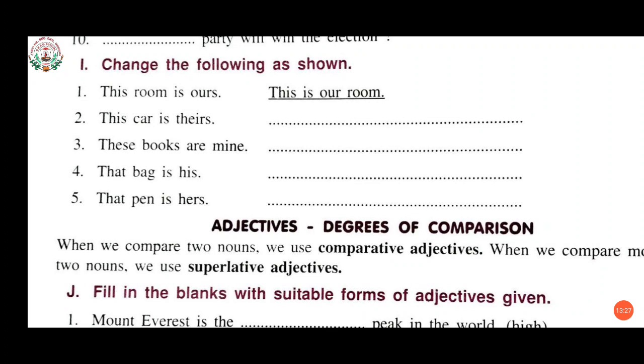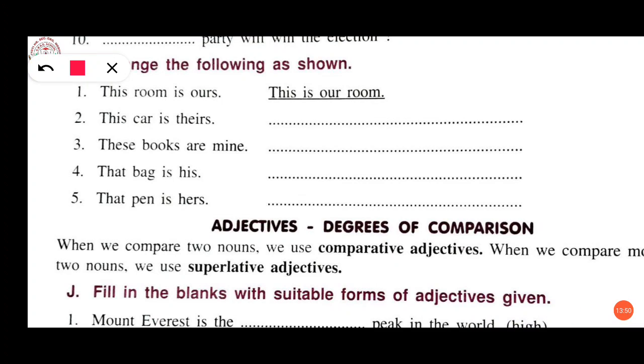So that becomes, this is our room. Like the second one, this car is theirs. So this is their car. Change the following as shown means the first one is already done for us and we have got a kind of hint how we have to change the sentence.